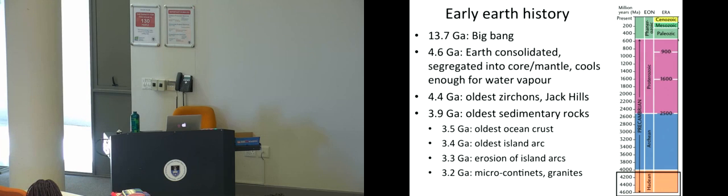which are from that Jack Hills conglomerate in Australia. So the rocks themselves are a little bit older, but surviving in them are these tiny little zircons, which date back to 4.4 billion years. Then by around 3.9 billion years, we have the oldest record of sedimentary rocks.